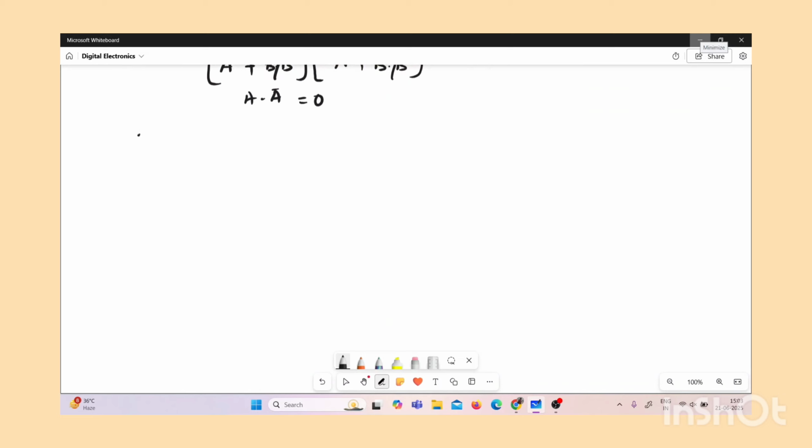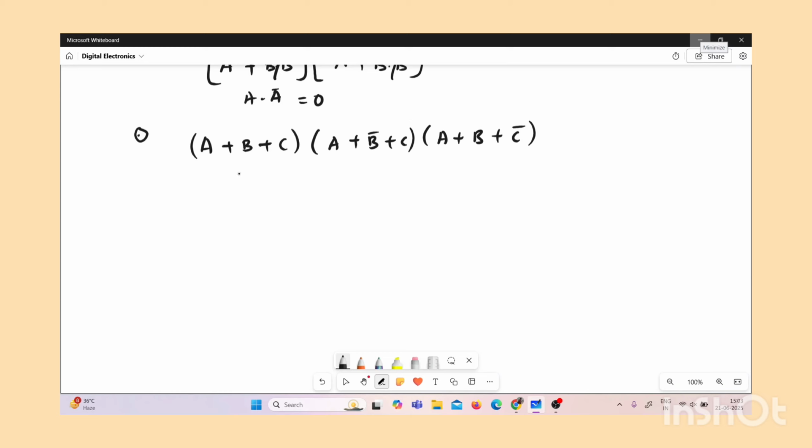(a plus b plus c) multiplying with (a plus b bar plus c) into (a plus b plus c bar). Let us simplify this logical expression using the above shortcut.